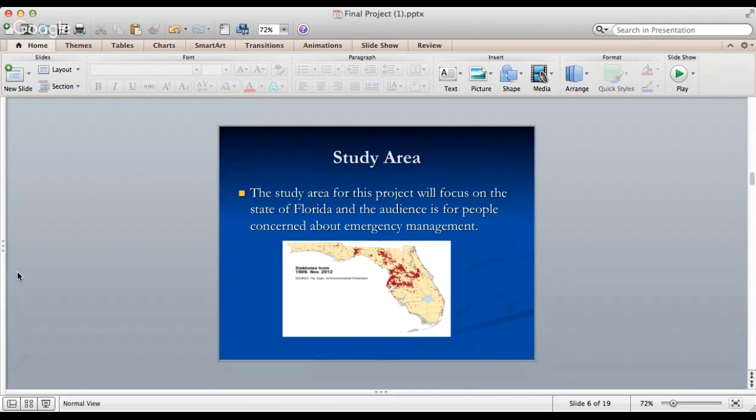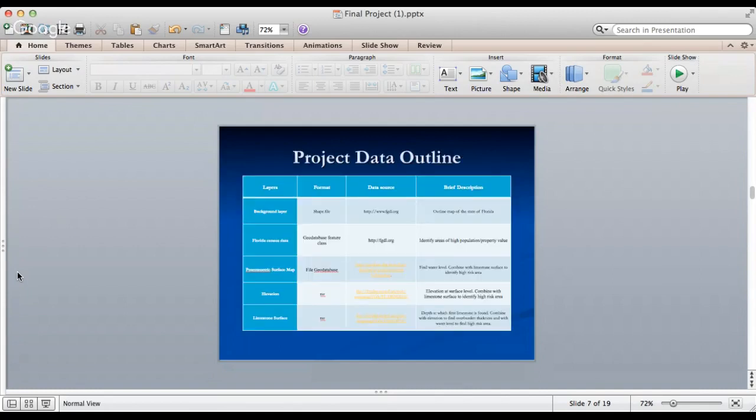The study area is obviously Florida, the state of Florida, and the audience will be anyone concerned about emergency management. We have our 5 layers: our background layer, our census data, and then the 3 raster layers that correspond to sinkhole formation.